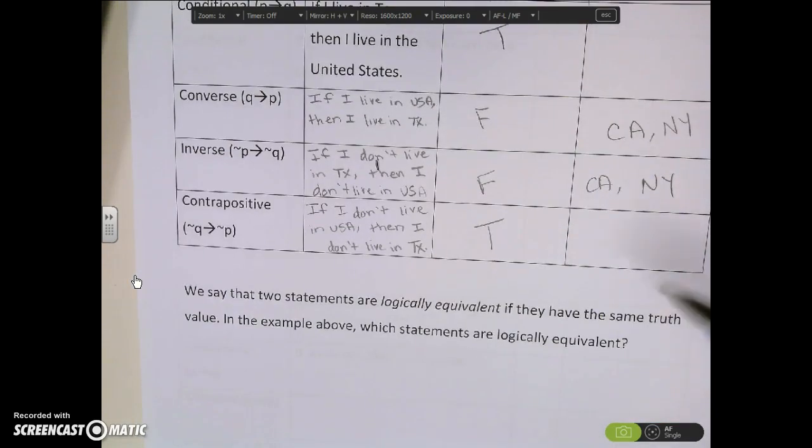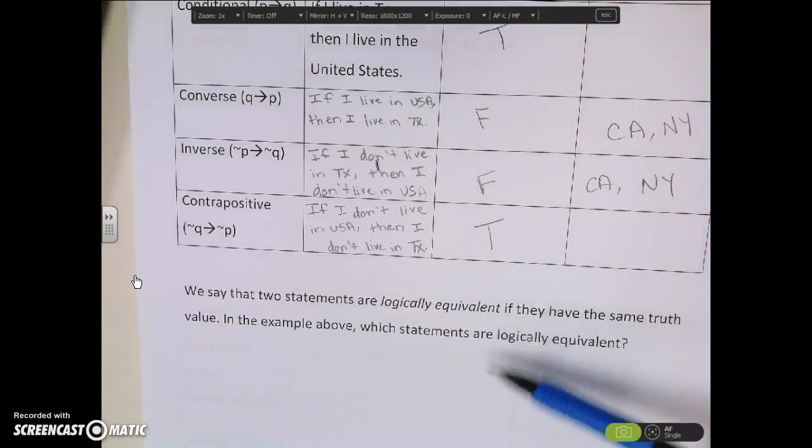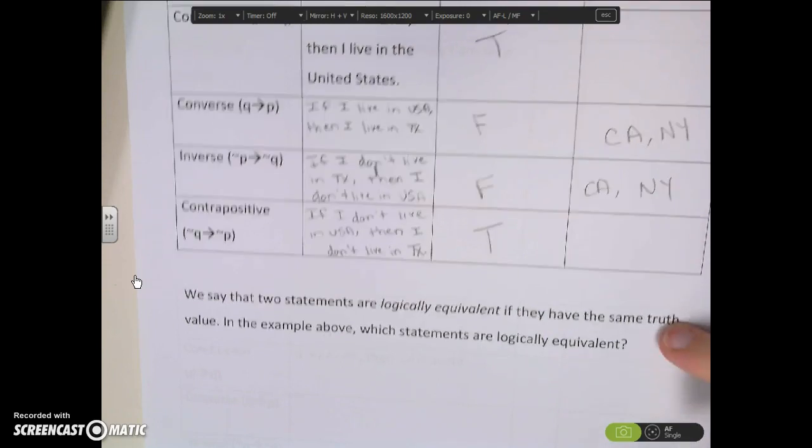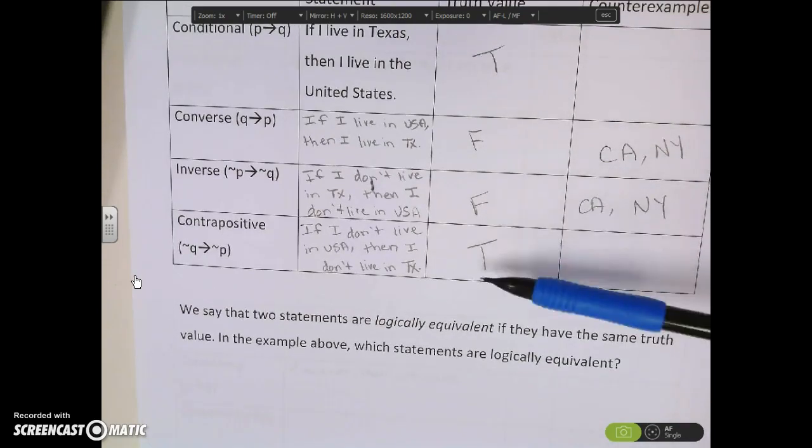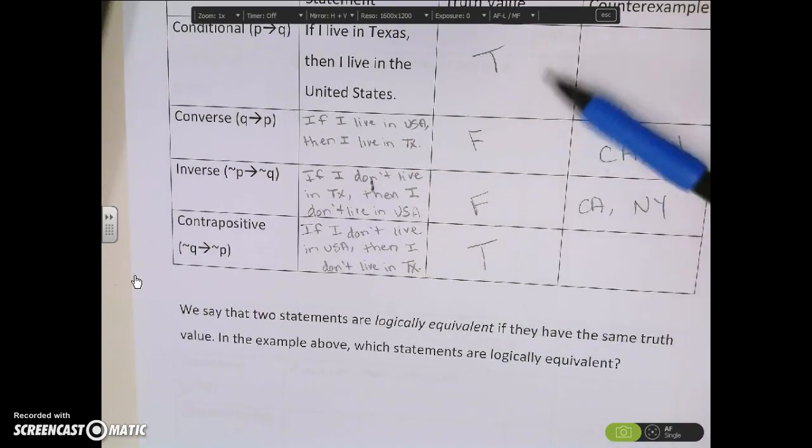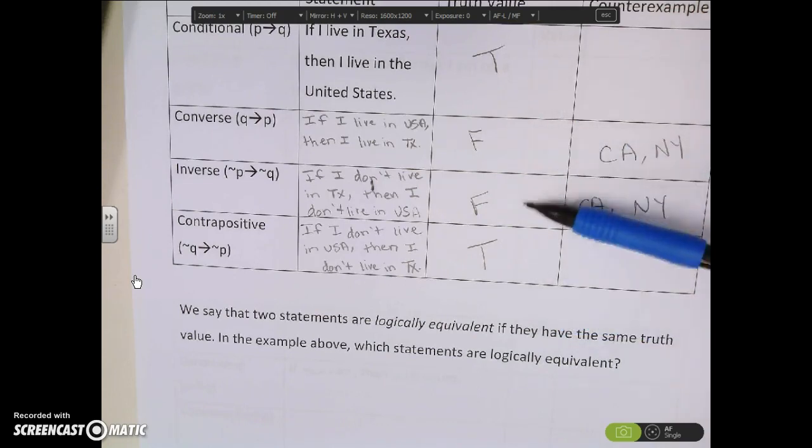Now, we say that two statements are logically equivalent if they have the same truth values. Up above, the conditional and the contrapositive are logically equivalent because they're both true, and the converse and the inverse are logically equivalent because they're both false.